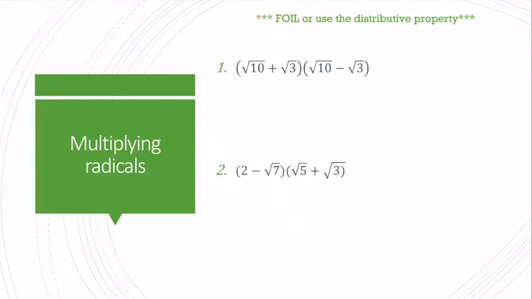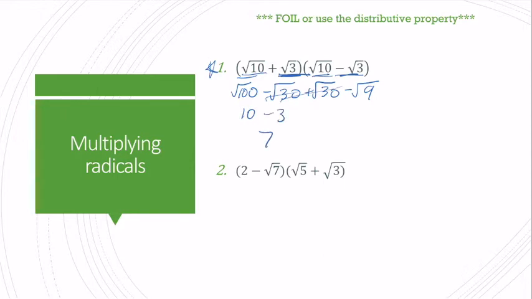Let's work through a couple more examples. Notice this first example looks like the product of a sum and a difference, like we saw in chapter 8. Square root of 10 times the square root of 10 gives me the square root of 100. Square root of 10 times the negative square root of 3 gives me the negative square root of 30. Square root of 3 times the square root of 10 gives me the positive square root of 30. Square root of 3 times the negative square root of 3 gives me the negative square root of 9. So I get 10, my like terms cancel, minus 3. My final answer is 7. So all my radicals canceled out.